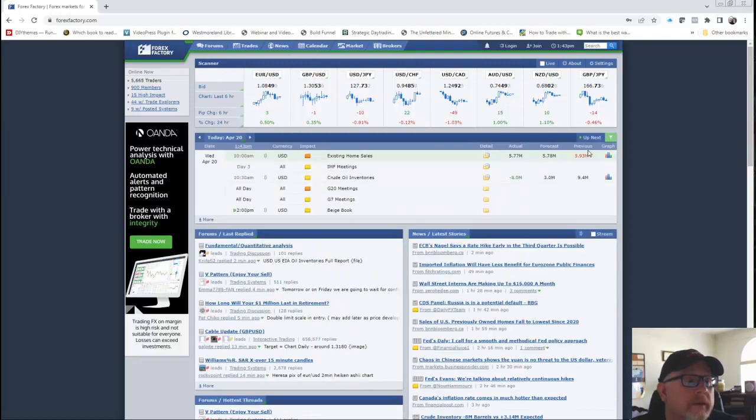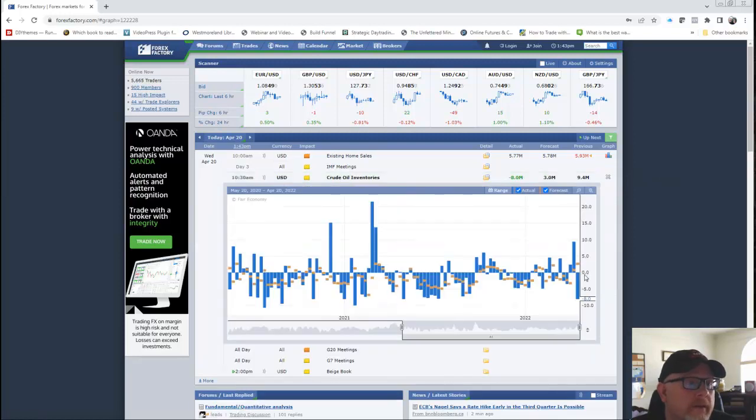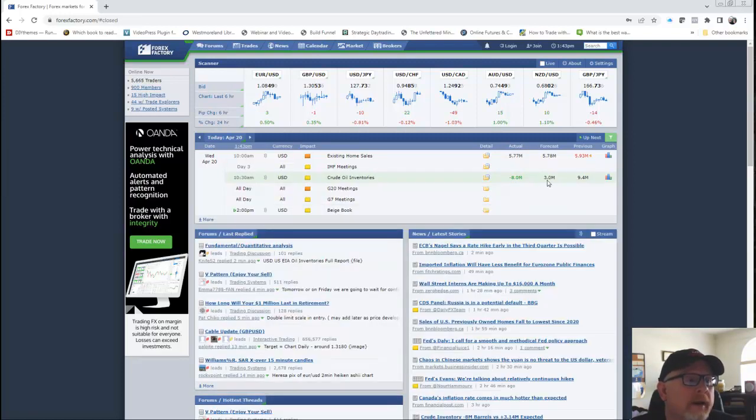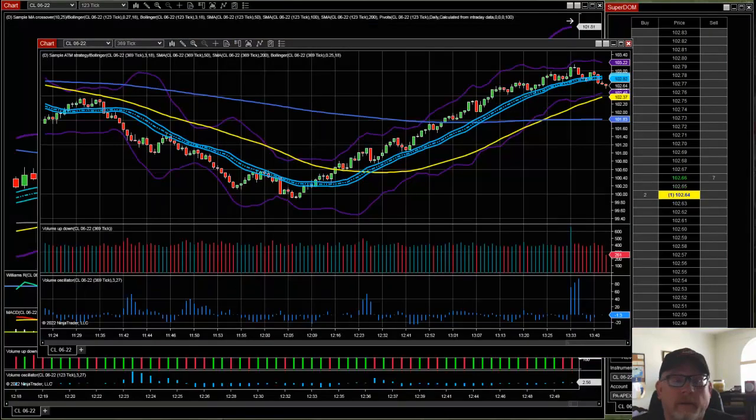Apply filter. G20 meetings all day, Beige Book, crude oil inventories, 8 million build. Surprise. Or is that a shortfall? Let's look at this. 8 million less inventory expected, and they were expecting, the surprise of the market, 11 million difference between the two. That's while we're here.